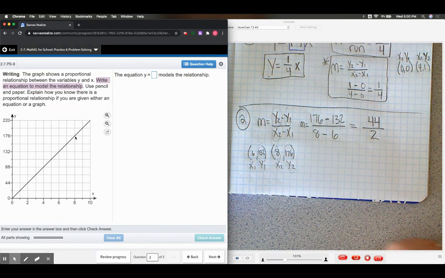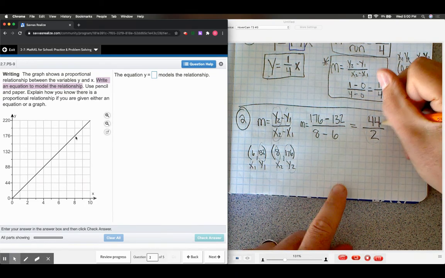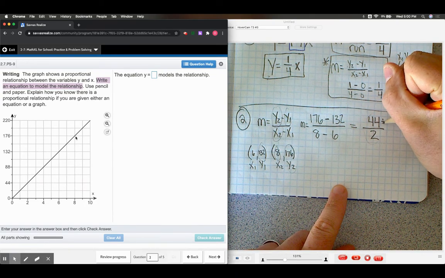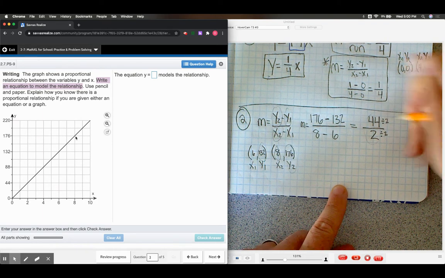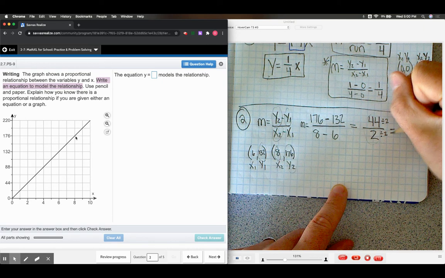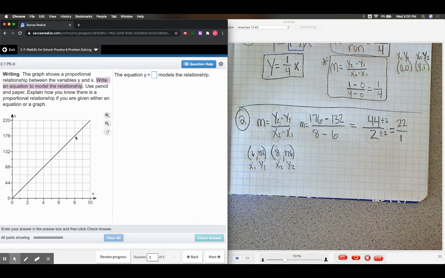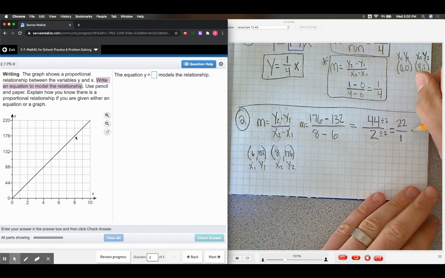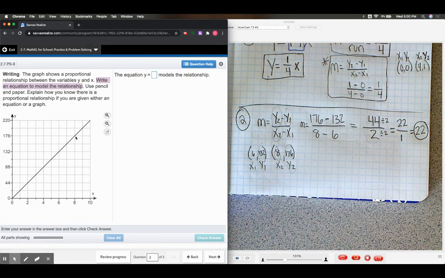And when we get our slope, if we can simplify so both of these numbers are divisible by 2, we should always, always, always do that. So 44 divided by 2 is 22, and 2 divided by 2 is 1. And you remember that last video, they were really picky with us. When it's a fraction over 1, they like us to just put it as a whole number. So it looks like our slope is 22.